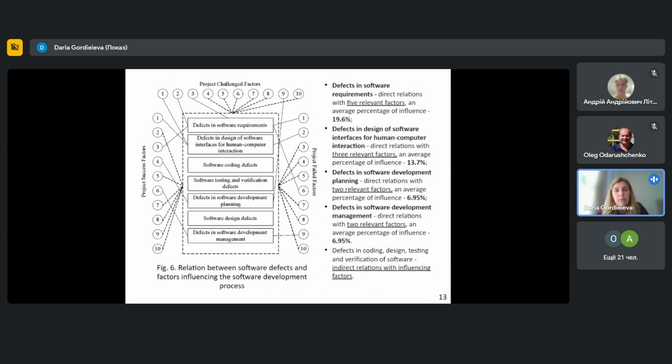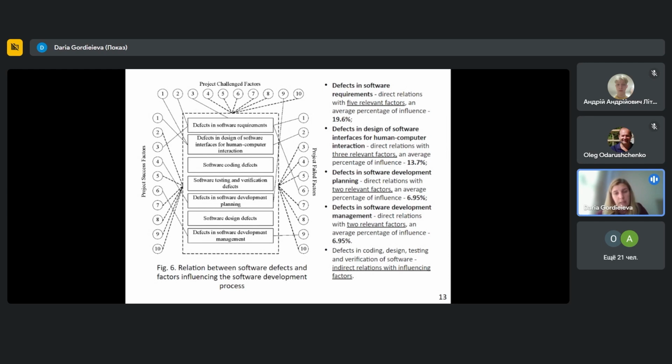To figure out the relationship between the factors that affect the software process and the domain of defects that occurs during software development, we correlated these factors and groups of software defects. To do this, we defined the following logical domains of the type of the software defects, like defects in software requirements, in design of software interfaces, coding defects, testing and verification defects, defects in software development planning, design defects, and defects in software development management.